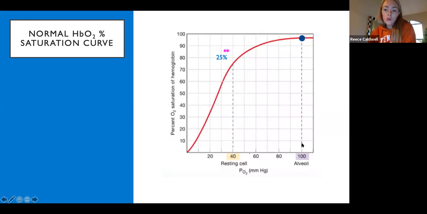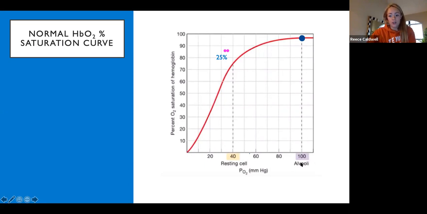There are two markers here that are really important to take note of each time you see this curve. The numbers are 100 and 40. 100 is showing us the lungs and 40 is showing us the tissues or the resting cells. I normally think of it as a muscle cell because I'm an exercise physiology major, but it could be the kidney cells or other cells of the body. For this class, I'm going to use the muscle cell as an example. Each time you see a saturation curve like this, 100 and 40 are going to be the two markers that we're going to be analyzing.